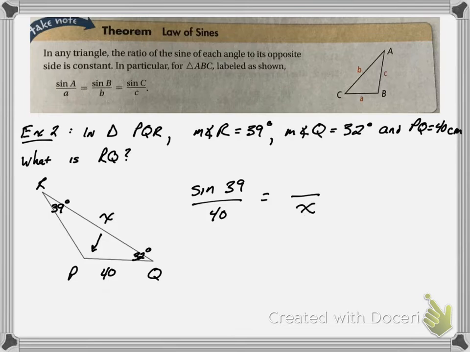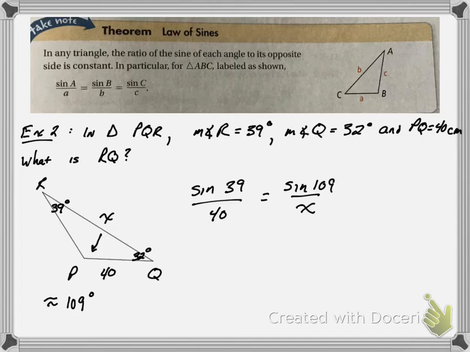Well, that's the good news: having taken geometry last year, we know there's 180 degrees in a triangle, so we just go from there. It's 180 minus 39 minus 32, which gives me 109 degrees. So I can use that as that point right there. So the sine of 109 is over x.